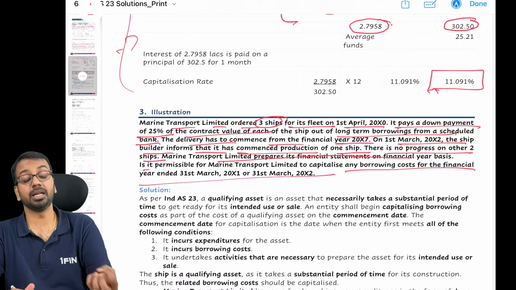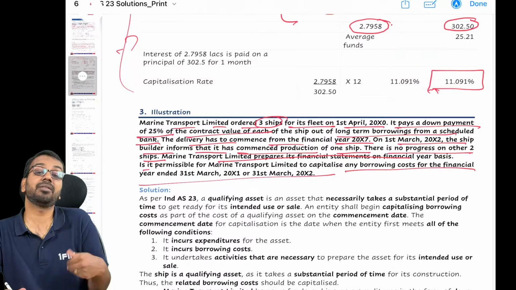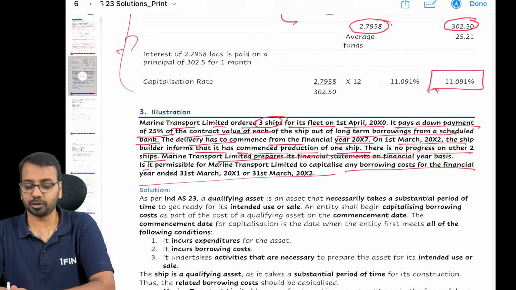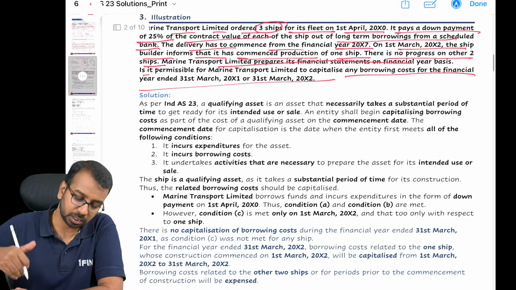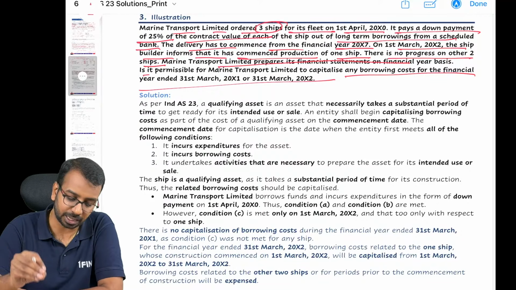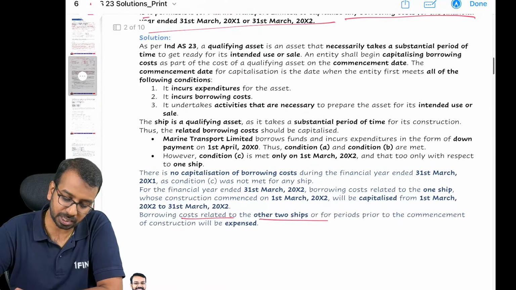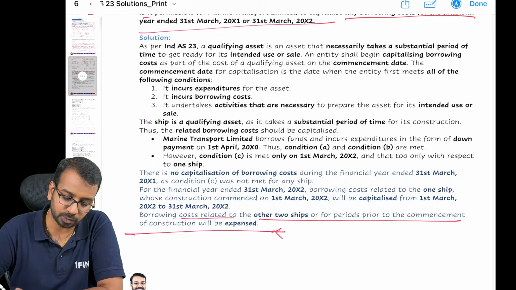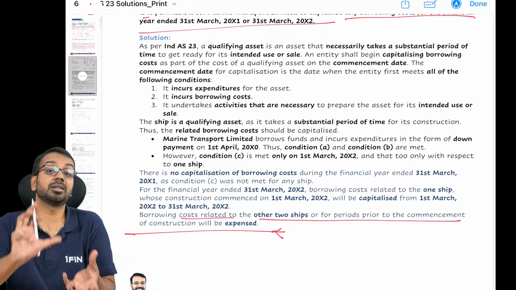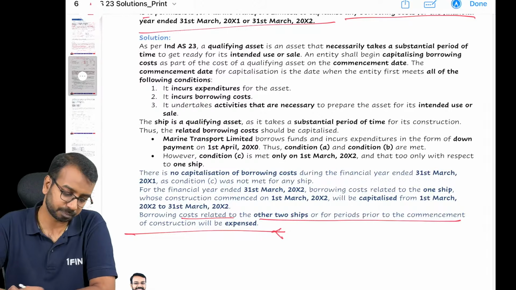Now, generally, trucks, machines and the like, we say when we buy, they are ready for use. But here, we are giving an advance and it takes a substantial period of time to get ready for use. So, to the extent the work has started, for that ship, we can capitalize. Otherwise, we cannot capitalize. Borrowing cost related to the other 2 ships prior to commencement will be expensed. Sir, but we are not doing the construction. No, it doesn't matter. Does the asset take a substantial period of time to get ready? That is the question.